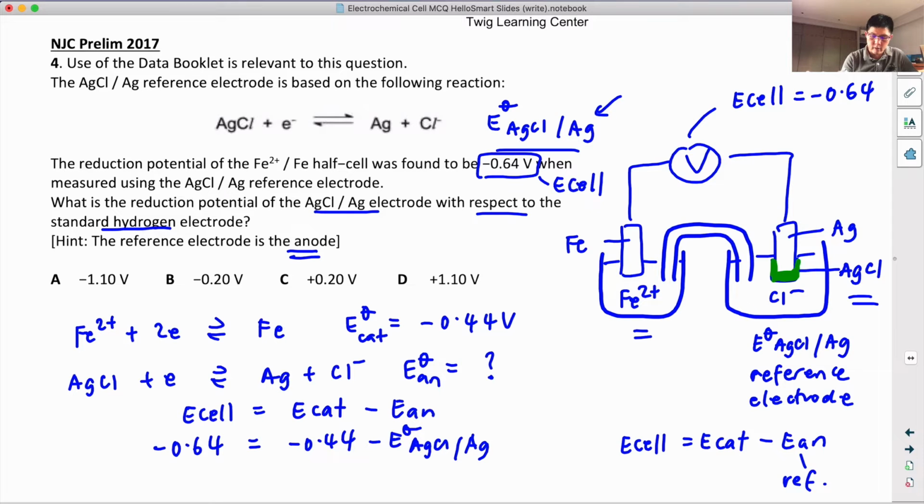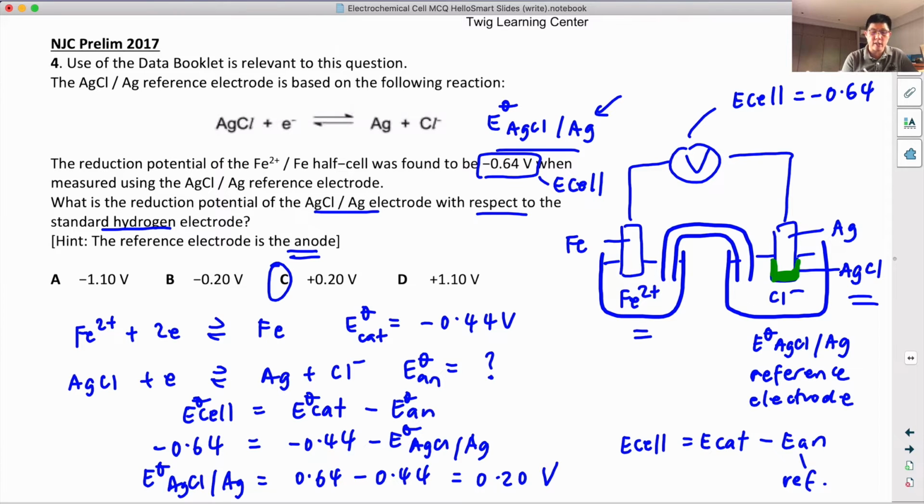I'm just going to write this down. Here I should put all the standard conditions, right? It's all standard. Okay, so very quickly, you can calculate this then. If you bring it across, you notice it's 0.64 minus 0.44. That gives you a value of 0.20. And that's the answer actually.